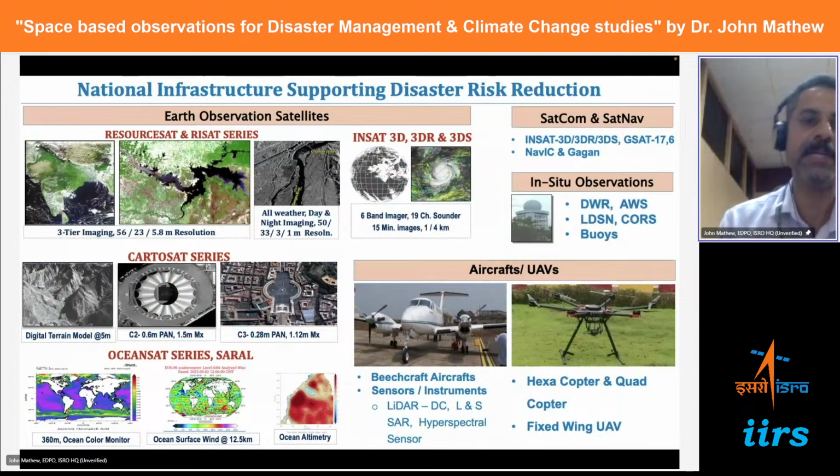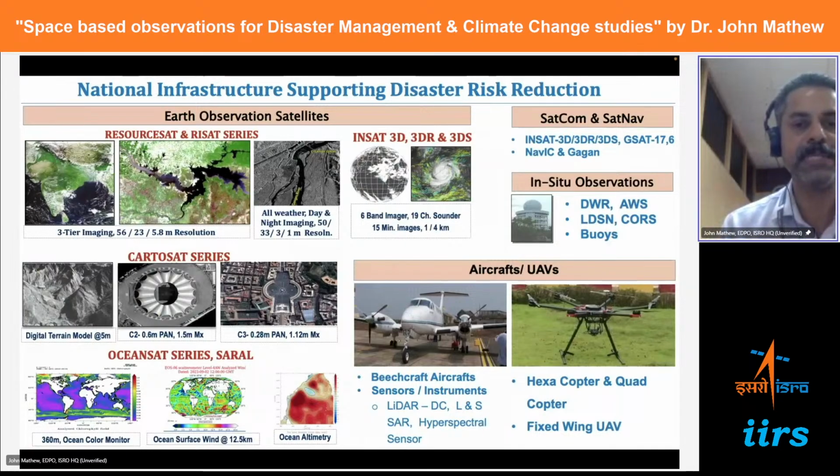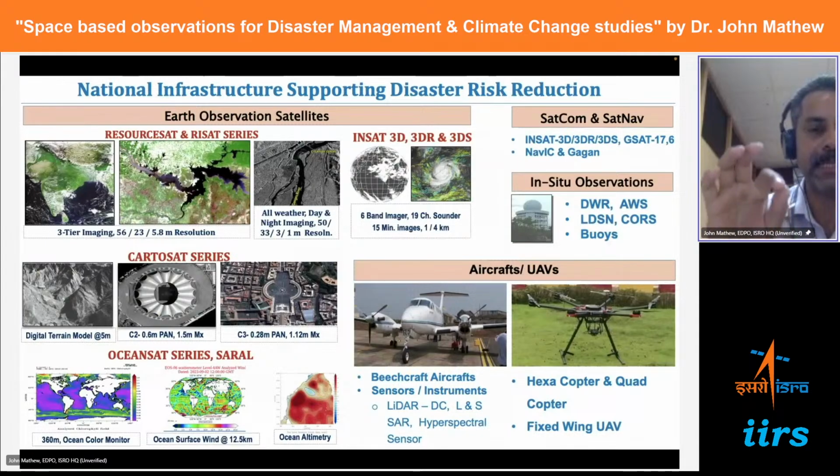So let's have a look at what our space-based national infrastructure is for supporting disaster risk reduction. You might have got a fair idea about the different types of satellites. I am going to talk about how disaster management support is given through Earth observation satellites. We have the ResourceSat series of satellites, which can image three types of images concurrently, at 56-meter resolution, 23-meter resolution, and 5.8-meter resolution.